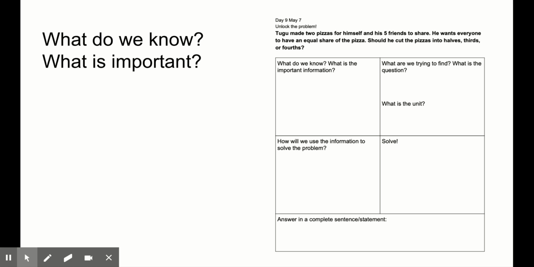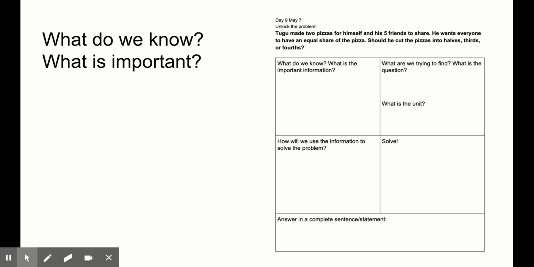Let's take a look at our Unlock the Problem. Follow along in your packet. Let's start by reading the problem. Tugo made 2 pizzas for himself and his 5 friends to share. He wants everyone to have an equal share of the pizza. Should he cut the pizzas into halves, thirds, or fourths?